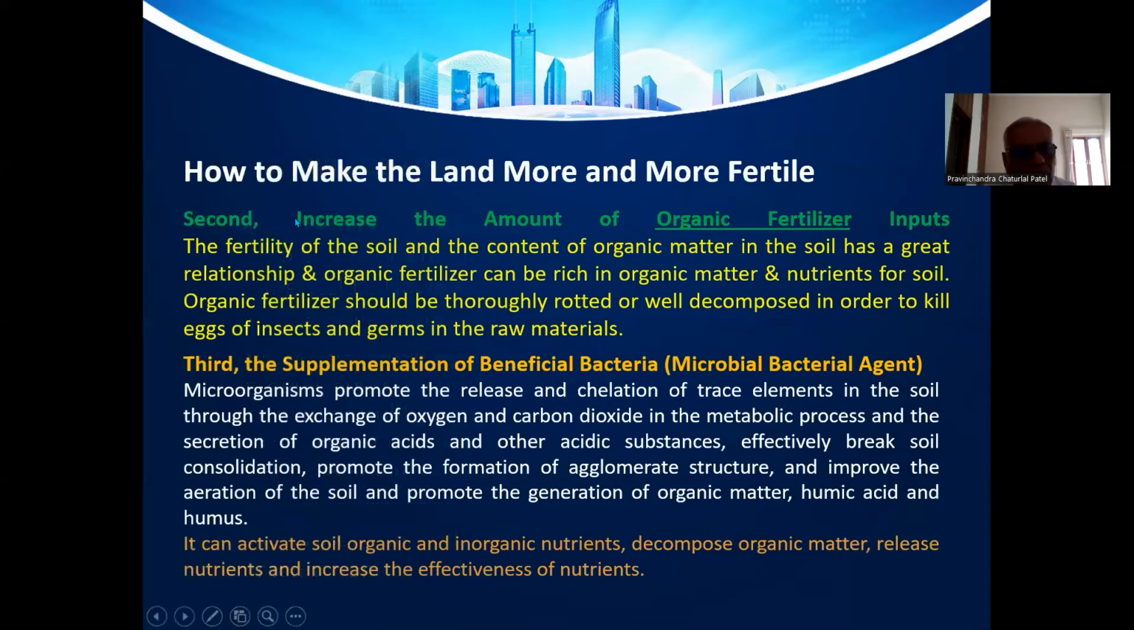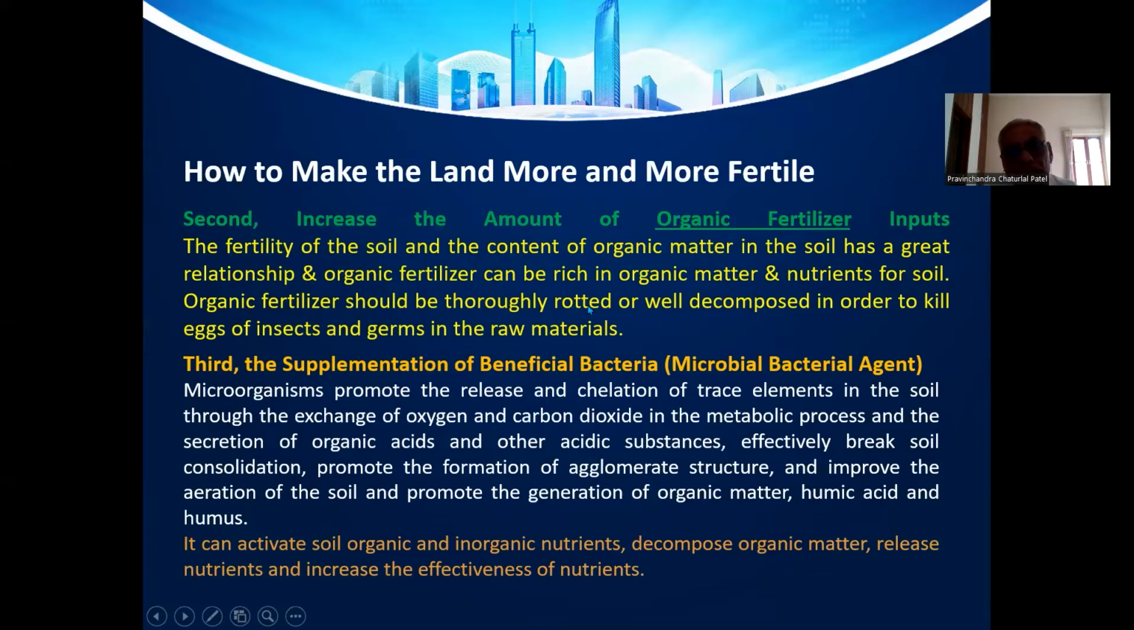And how it is continuous, how to make the land more and more fertile. So second point, increase the amount of organic fertilizer input. We should add more organic matter in the soil, either through cow dung, farmyard manure, vermicompost, castor cake, neem cake, green manuring. The fertility of the soil and the content of organic matter in the soil have a great relationship. And organic fertilizer can be rich in organic matter and nutrients for soil.